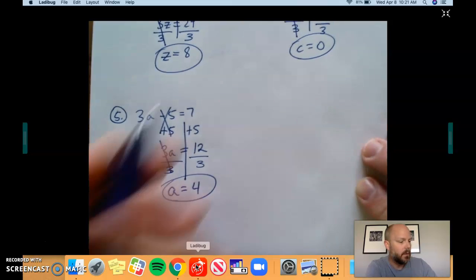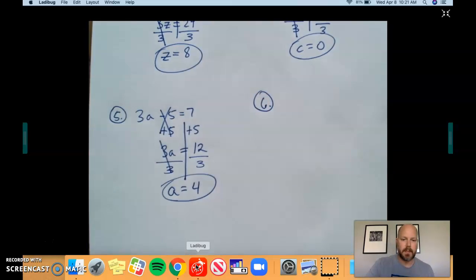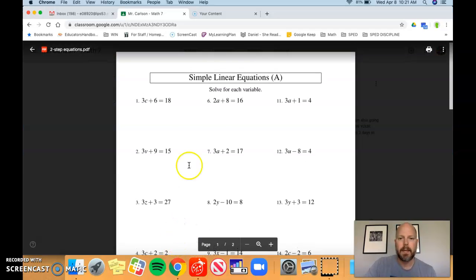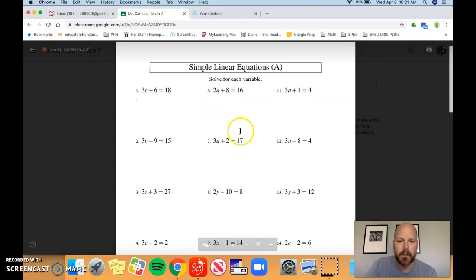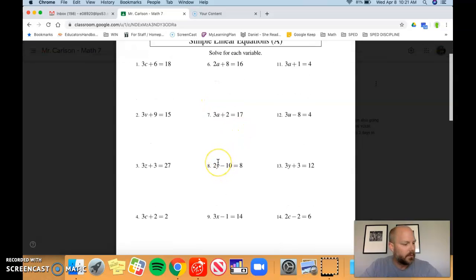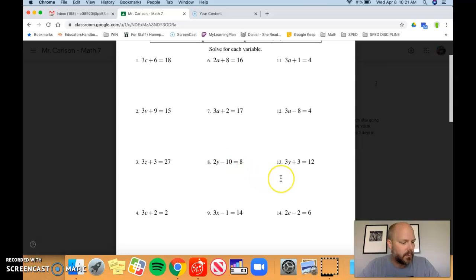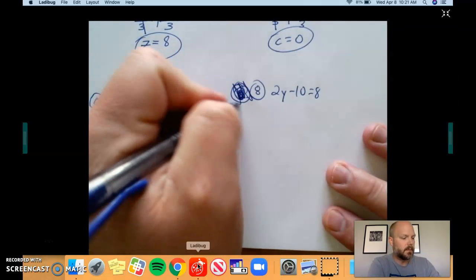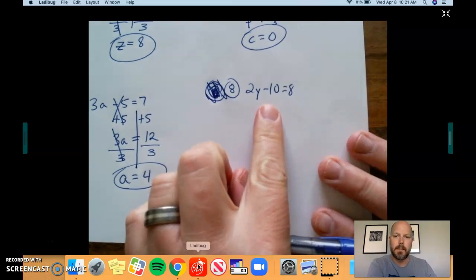All right, I'm going to do one more like that. Let's look at number 6. Scrolling back up here. Actually, 6 is an addition one. Let's jump to 8. I'm going to do 8, okay? Let's look at number 8. 8 is 2y minus 10 equals 8, all right? So I'm doing number 8. 2y minus 10 equals 8.